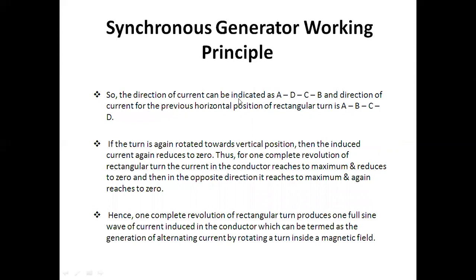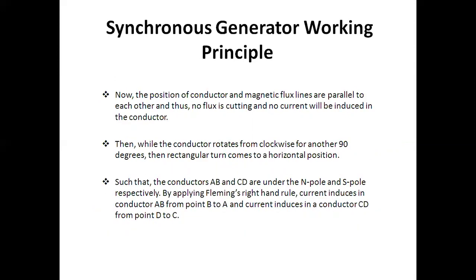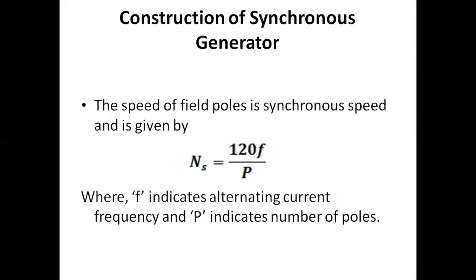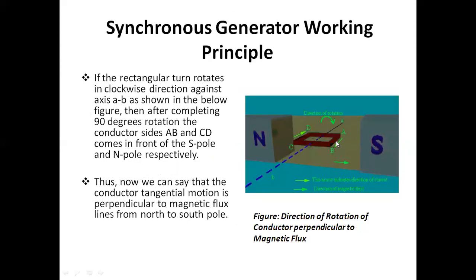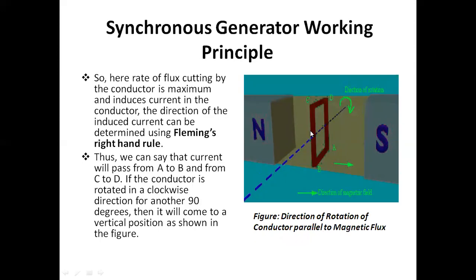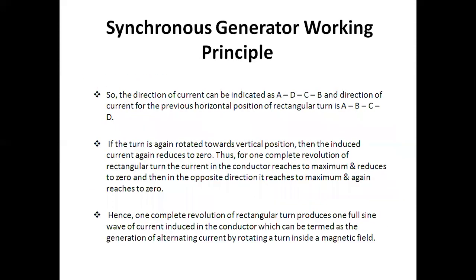So the direction of the current can be indicated by A, B, C, D. For the previous horizontal position of the rectangular turn, the direction of the current is A, B, C, D. But here it will be A, D, C, B. So previously it was A, B, C, D, and now it is A, D, C, B.